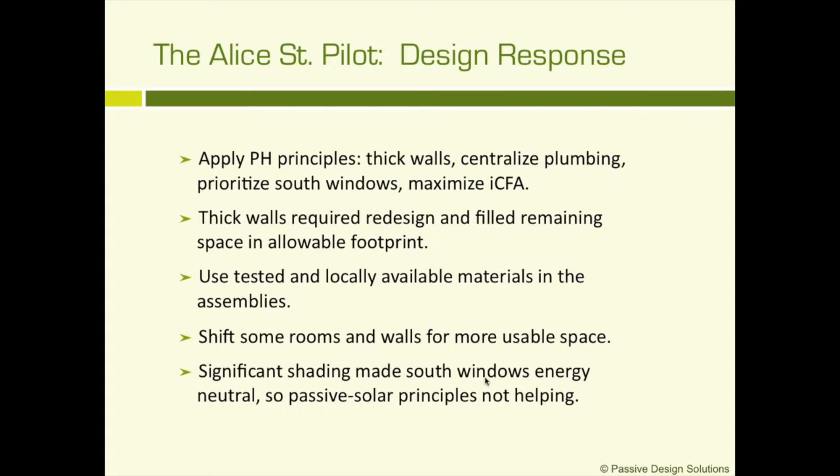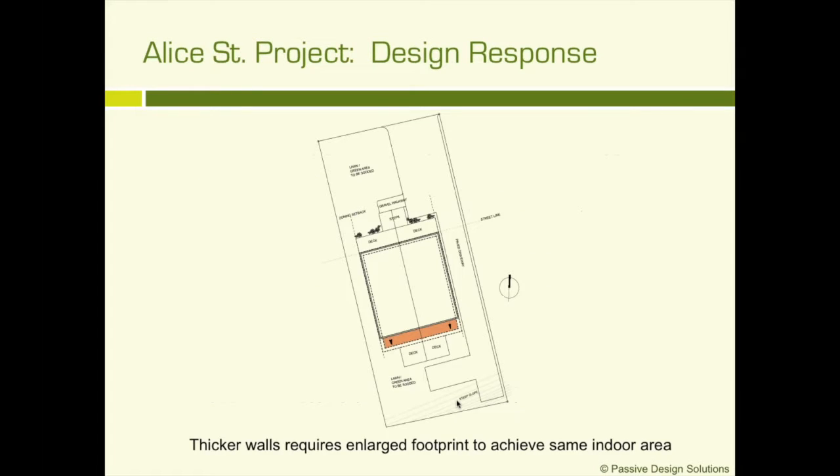We tried to specify tested and locally available materials in the assemblies because this was a project that would be tendered to a local builder, and lowest price was awarded the contract. We did shift around some rooms and walls to get more usable space. But what the energy model showed us was that all those south windows were actually a negative in the energy model. So the passive solar principles were just not helping us reach the annual heat demand target.